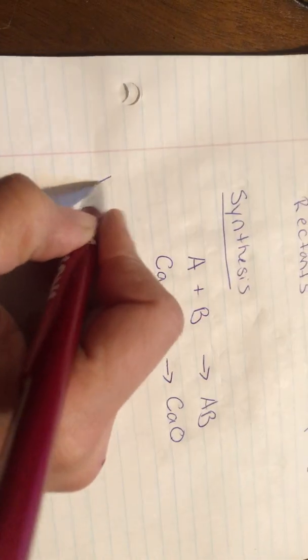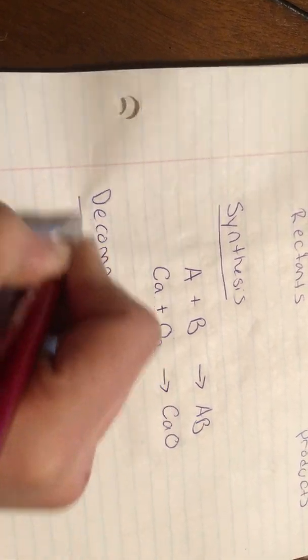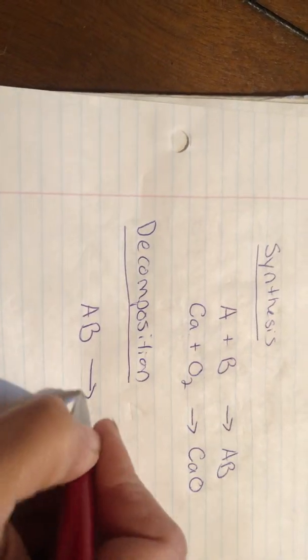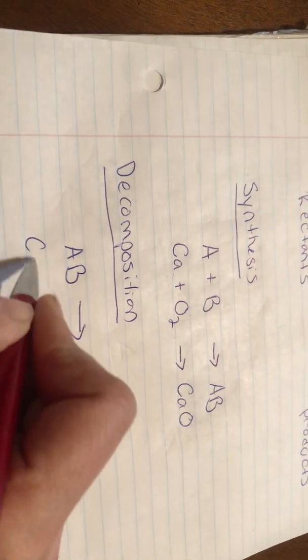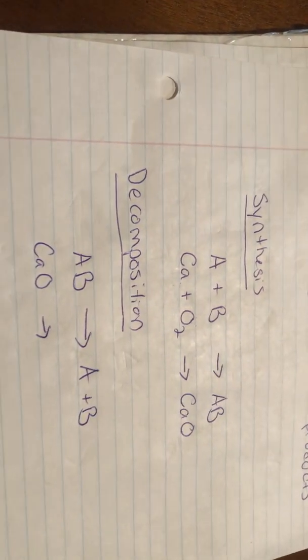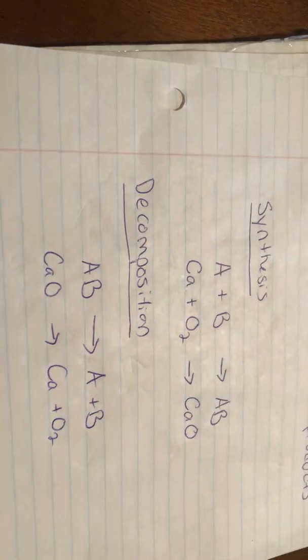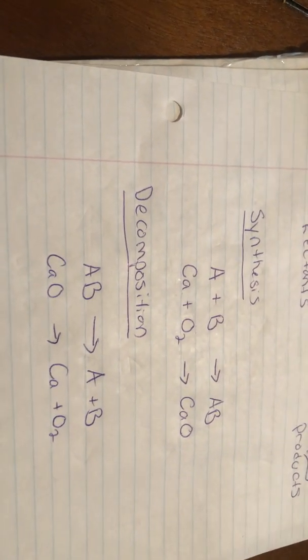The next kind we're going to talk about is going to be a decomposition. It's just going to be the reverse of the synthesis. Decomposition is going to take one compound and break it up into two single elements. So I can take the example from above, calcium oxide, and it can undergo decomposition and become calcium by itself plus oxygen by itself. If you notice here, Ca is just Ca, but O is O2. We have what are called diatomic elements.